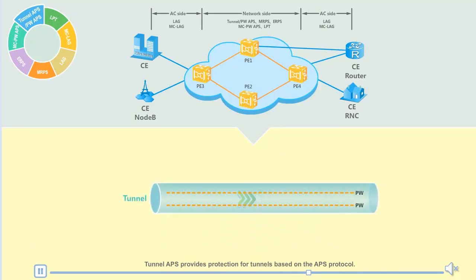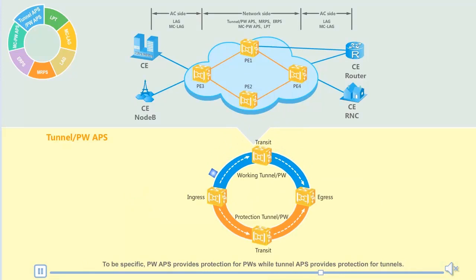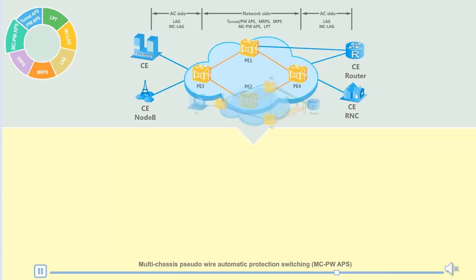Tunnel APS provides protection for tunnels based on the APS protocol. For PW APS and Tunnel APS, the protection principles are similar, but the protection granularities are different. To be specific, PW APS provides protection for PWs, while Tunnel APS provides protection for tunnels. If the working tunnel or PW becomes faulty, services can be switched to the specified protection tunnel or PW so that important services are protected.